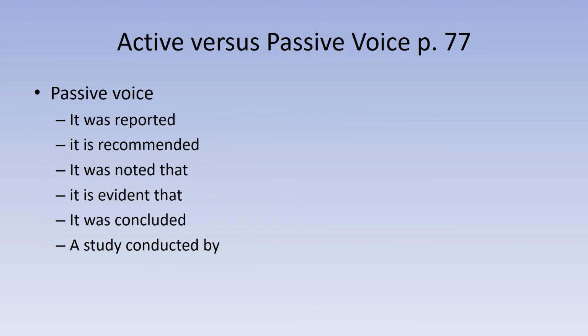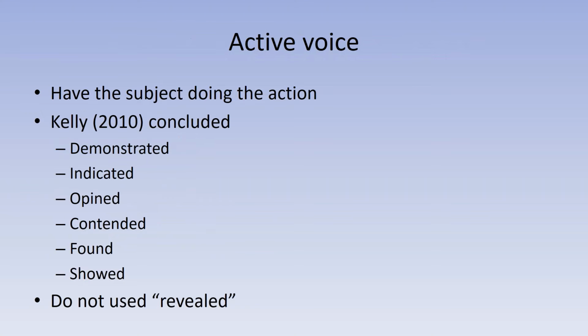So in scholarly writing, we prefer to use the active voice over the passive voice. With the passive voice, we don't know who's doing the action. And we like to give credit to the authors and researchers who have done the work. With the active voice, the subject is doing the action.